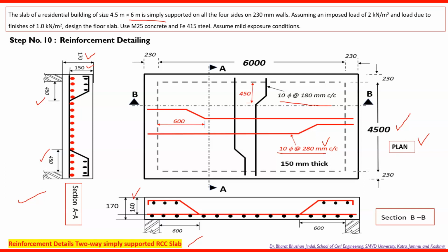Along the longer span it is 140 millimeter, and the overall depth is 170. Here it was 150 and now it is 140, which is the distance from the top of the slab, that means the topmost fiber, up to the center of the red color bars. So these are the detailed drawings which we have to show and which we have to draw for designing, after designing the two-way simply supported type of slab.